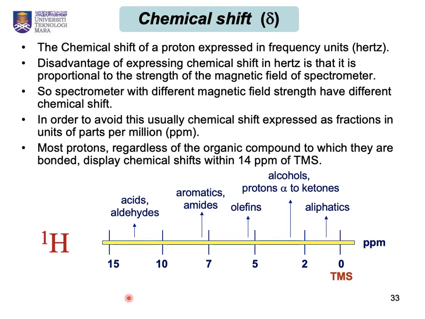This means that spectrometers with different magnetic fields will have different chemical shifts. That's why generally we use the unit parts per million instead of hertz. You just have to remember why hertz is generally not used: because it changes with the change of the magnetic field. So ppm is used in order to avoid the chemical shift changing with respect to the magnetic field.